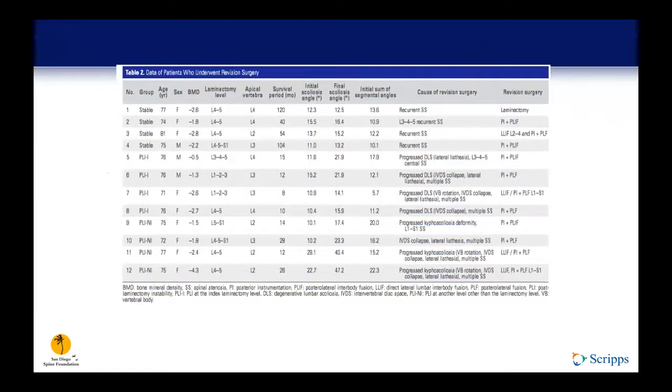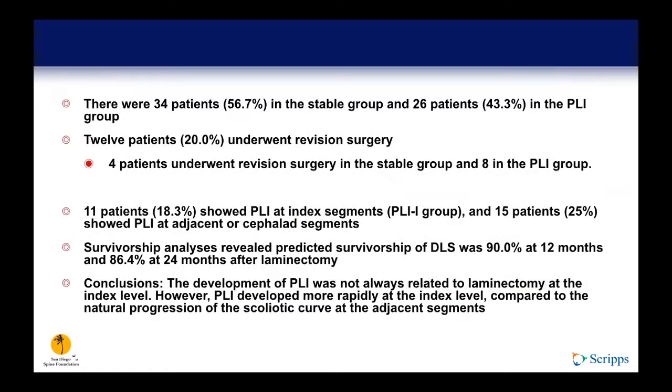Here is a chart looking at the data of the patients, and the groups that were stable are on top and the iatrogenic instability patients are there. And the causes of revision surgery, in the second from the right column, you can see there are a couple of different reasons. Progression of the kyphoscoliosis and degeneration of the curve is relevant in a lot of the instability ones, and recurrent stenosis was the reason for revision surgery in the stable groups.